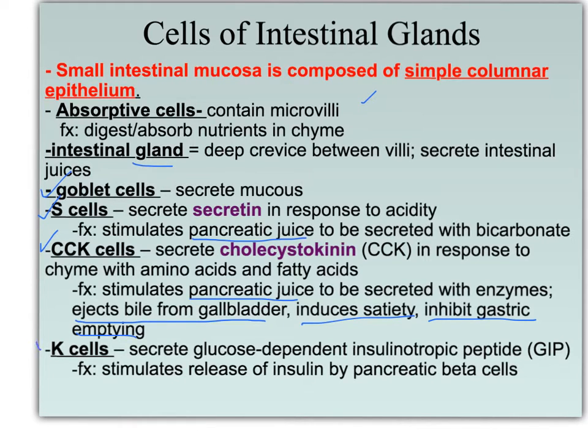And then K cells, which secrete GIP, and that stimulates the release of insulin by the pancreatic beta cells. Remember insulin, we got to remember our phrase here, lag, HIBI. Insulin is secreted by the beta cells in response to high blood glucose levels. So as we digest our food, it stands to reason that our blood glucose levels are going to go up, and in order to keep that in check, keep that in balance, insulin is released.